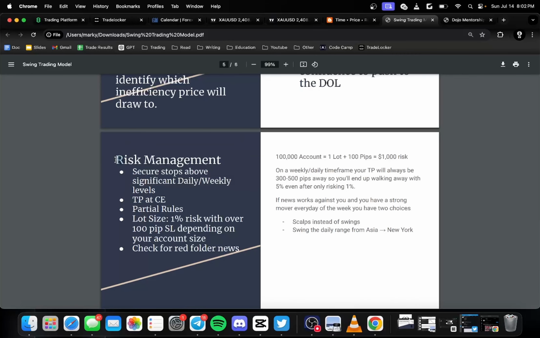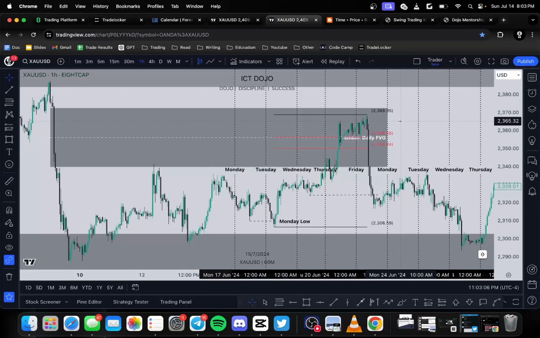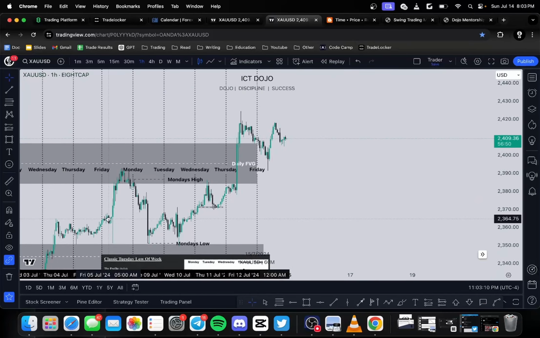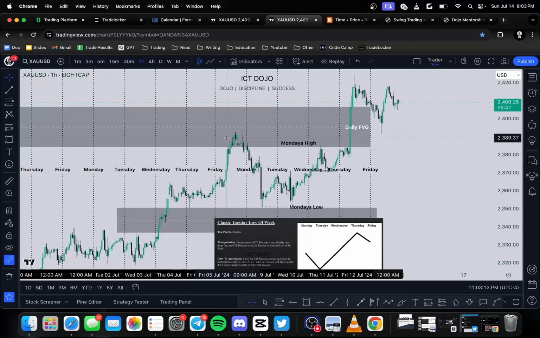Here's some risk management rules. Your stop loss should always be secured above daily, weekly levels. Your TP should be at consequent encroachment. So like I said here, whenever it doesn't run into the midpoint, let's see, this daily fair value gap, it didn't run into the midpoint, it missed the midpoint. That means that these highs right here are so likely to get swept. You basically just have your draw on liquidity as the midpoint.